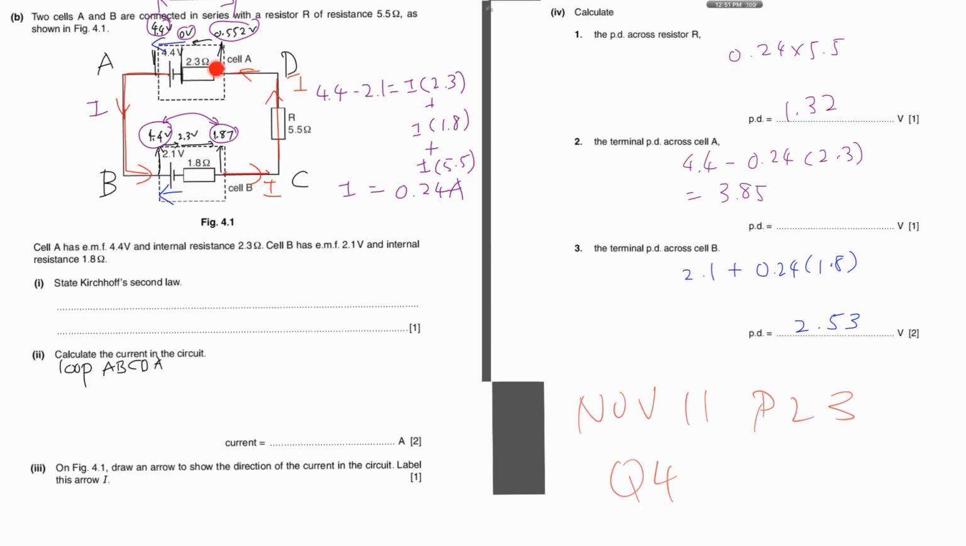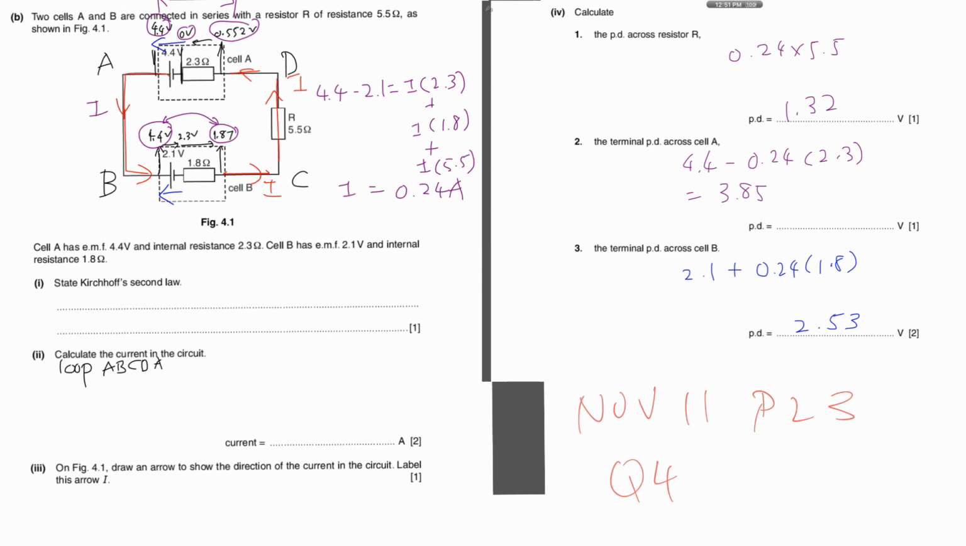PD is easy because all the currents are in the same direction here, and we are also traveling the same direction. So all the PD will be positive or negative? Positive. So therefore, the PD here will be I times 1.8, I times 5.5, I times 2.3. You group together the I, factorize it, and you should be able to get your current as 0.24 amperes.